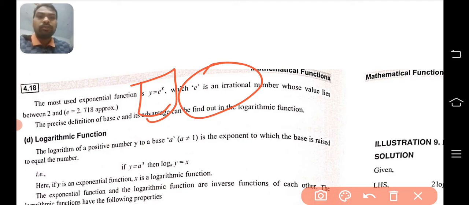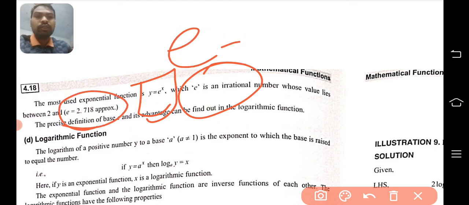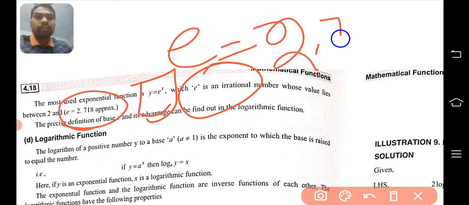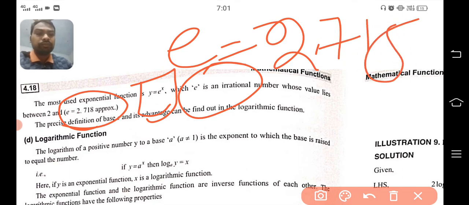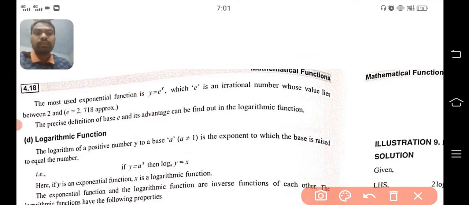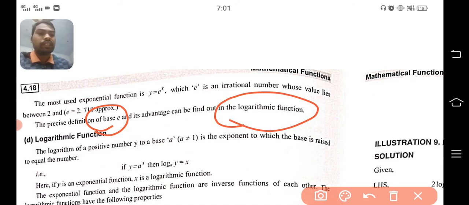Which value lies between 2 and 3. The approximate value of e is 2.718, and approximately we can sometimes take it as 2. Clear? The precise definition of the base e and its advantages can be found in the logarithm function. So what is the precise definition of base e, and what are the advantages of e, that can be found in the logarithm function, we shall discuss. So what is the meaning of the logarithm function?